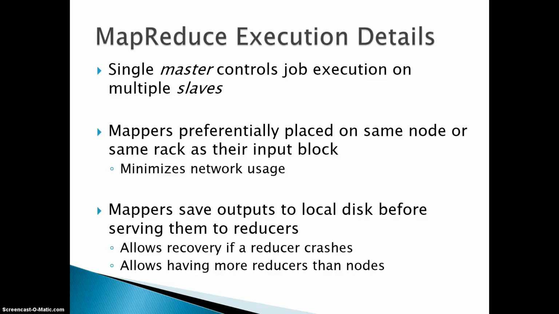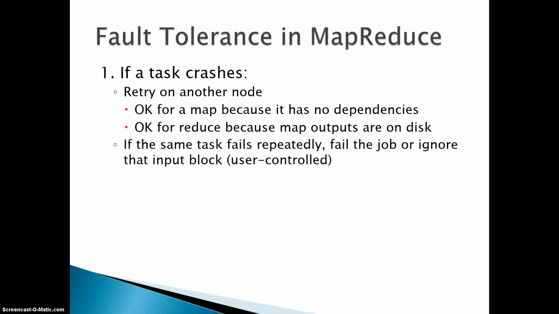MapReduce execution details. A single master controls job execution on multiple slaves. Mappers are preferentially placed on the same node or same rack as their input block. This minimizes network usage. Mappers save outputs to local disk before serving them to reducers. This allows recovery if a reducer crashes, and allows having more reducers than nodes.